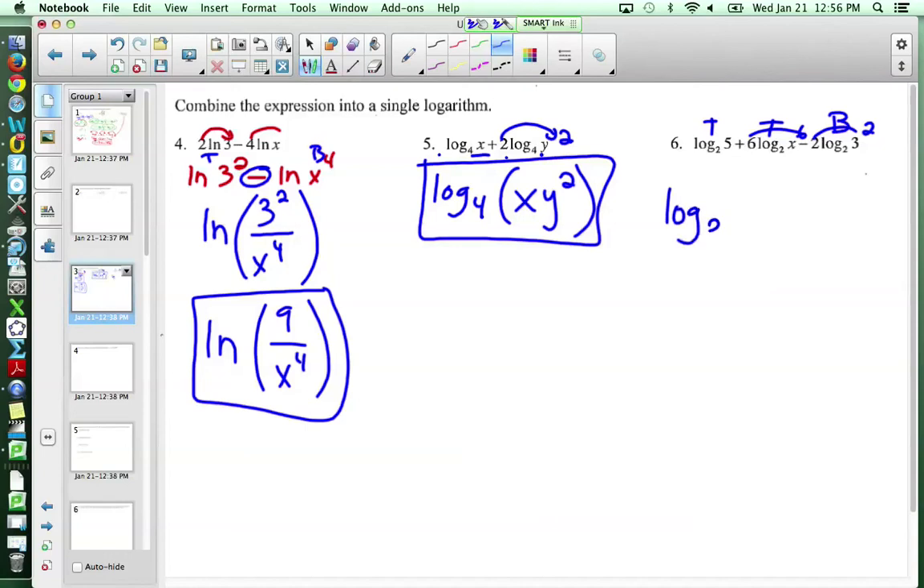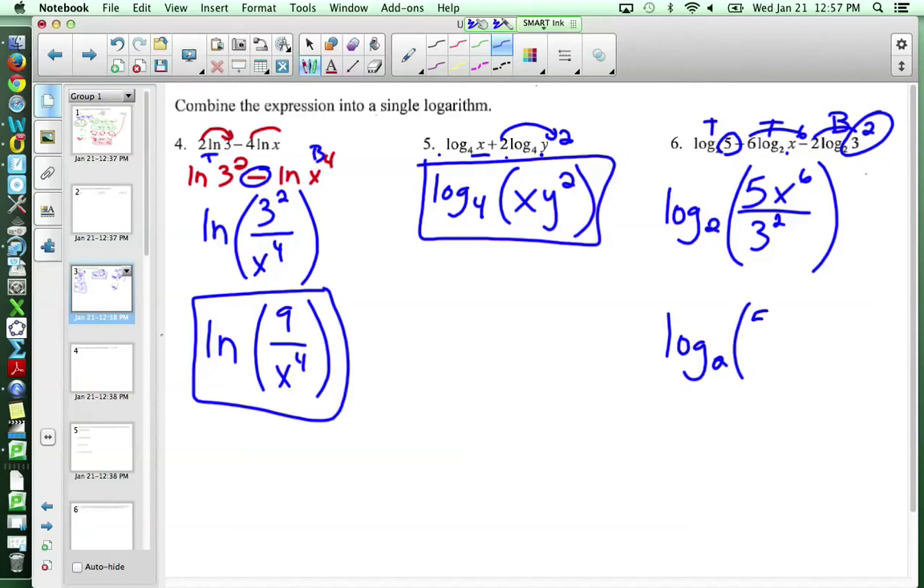So we have the log base 2 of the 5 goes on top, the x to the 6th power goes on top, and then with the minus 2 log base 2 of 3, this one's going to go on the bottom, the 3 squared, once we bring that exponent down. Which, of course, we can simplify into the log base 2 of 5x to the 6th divided by 9.